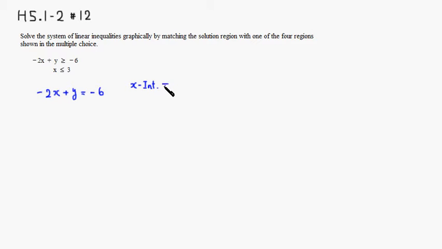Again, we're going to set y equal to 0, which means the second term is 0. So you have negative 2x is equal to negative 6. So I'm going to divide through by negative 2. So you will get x equals negative 6 divided by negative 2, which is positive 3. So we have that.